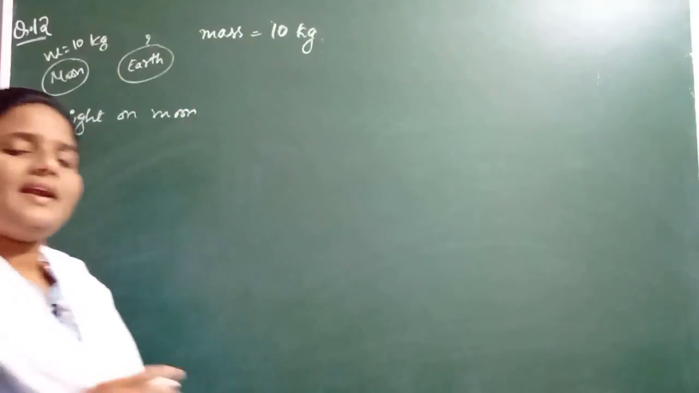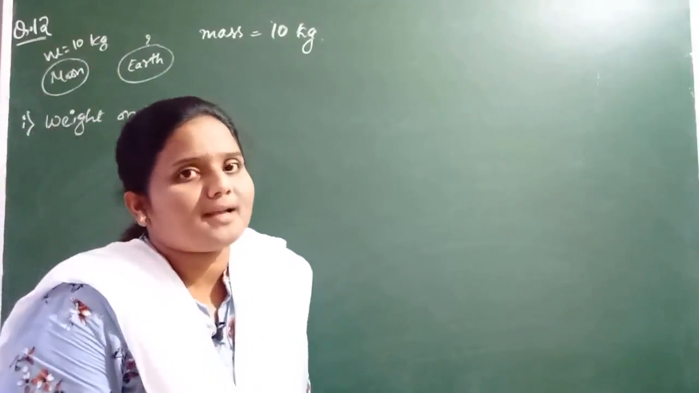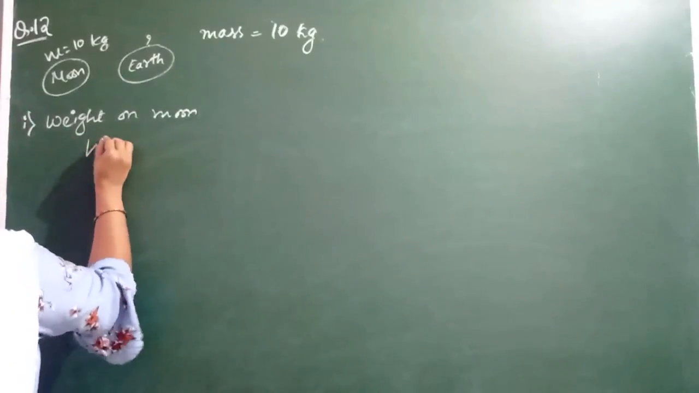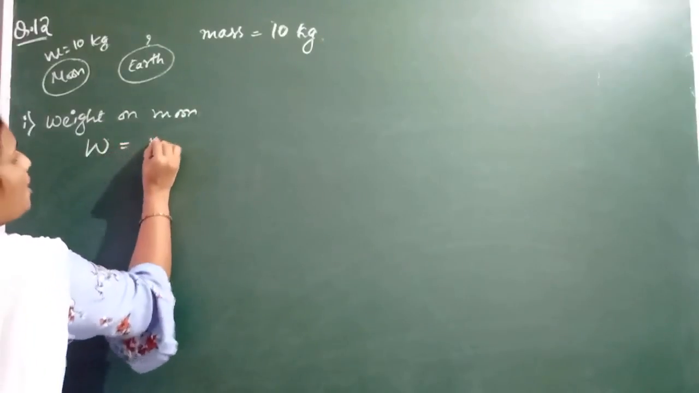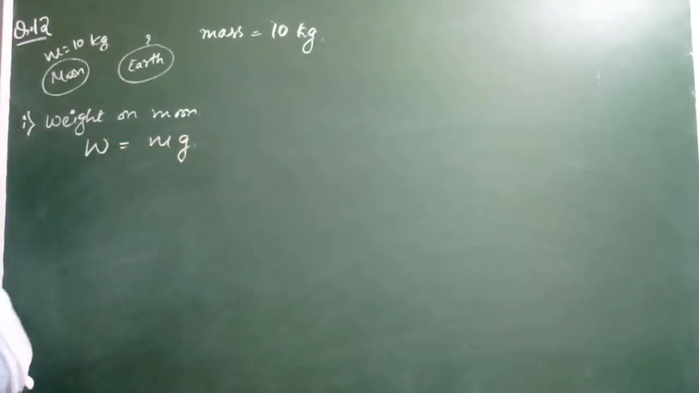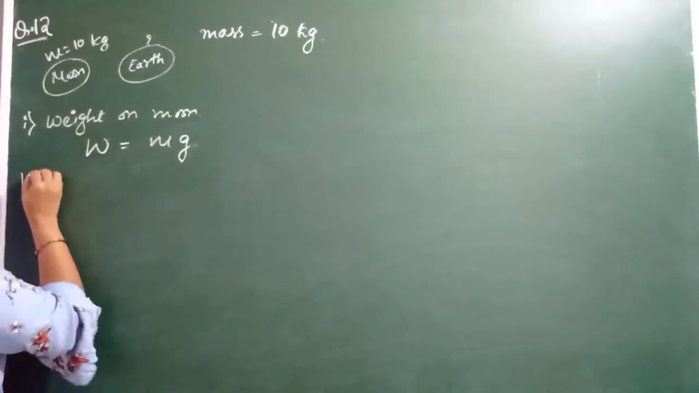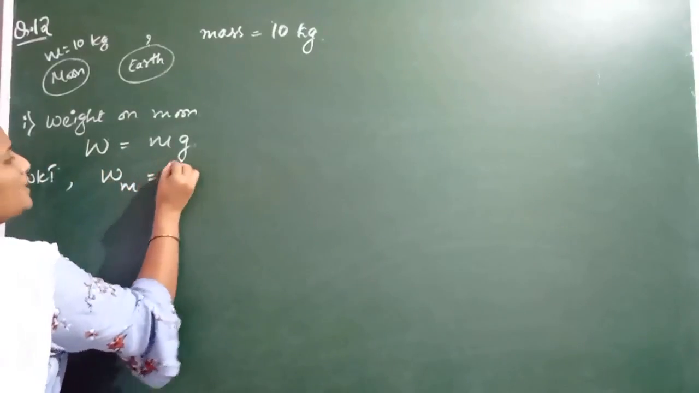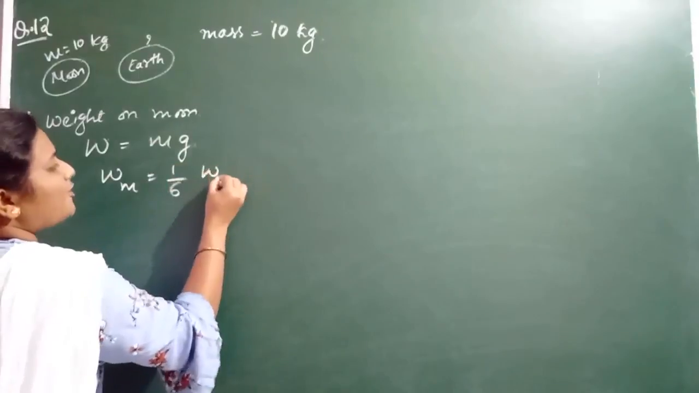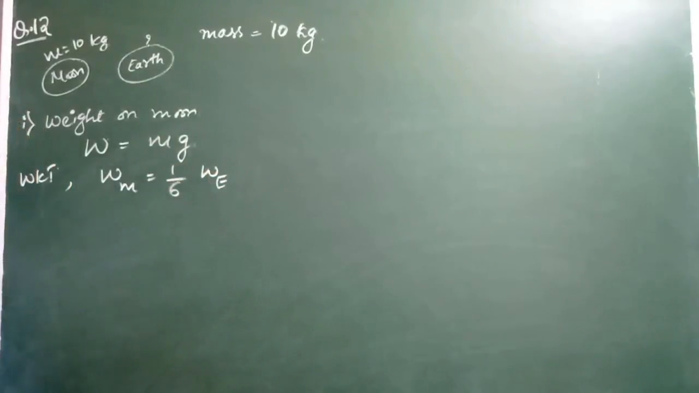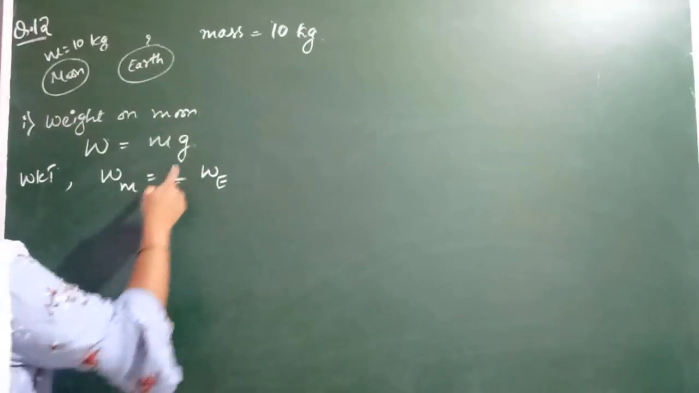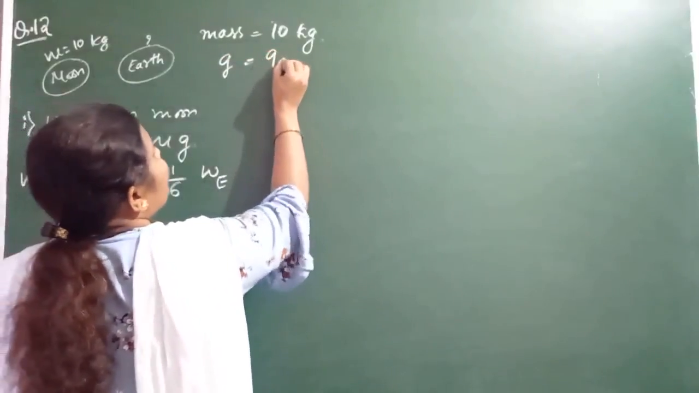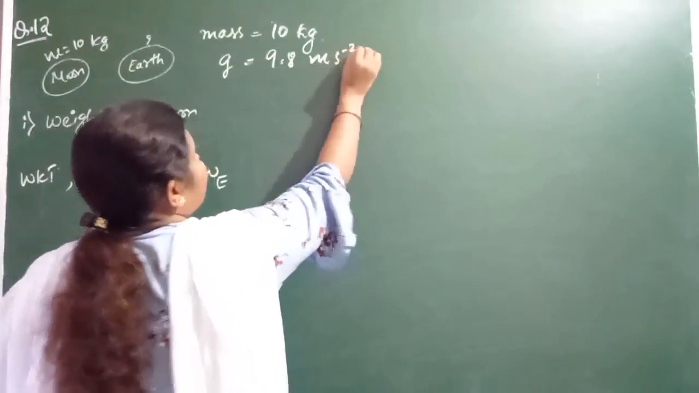We learned that weight is nothing but a force. That is, force is equal to mass into acceleration. Here weight is equal to what? Mass into acceleration due to gravity. Weight is equal to mass into acceleration due to gravity. But we know that the weight of an object on the moon is equal to 1/6th that of the weight of the object on earth. This we already proved, isn't it, children? So now here the gravitational acceleration value is what, children? 9.8 meter per second square.